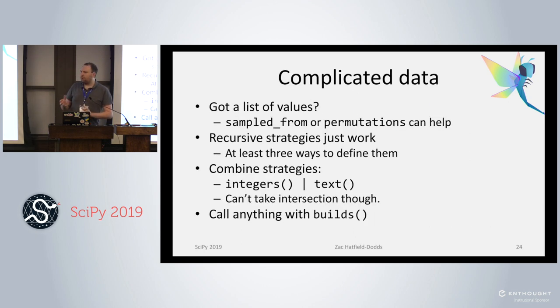If you've got more complicated requirements, so you don't want particular integers, for example, but you have a list of values, any of which should be allowed, there's a sampled_from strategy, which is literally given a list or tuple or whatever else, give me elements from it. Or there's permutations to go, give me the elements of this list in any order. There are a couple of different ways to define recursive data.